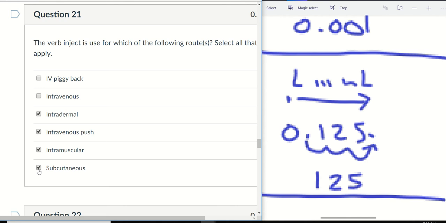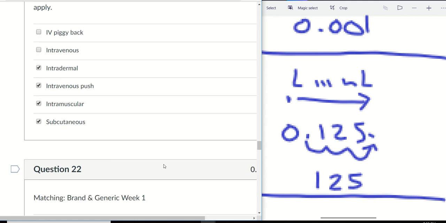Everything else for us is inject. So just leave IV and IV piggyback unchecked. What's that? Oh, for intrathecal, we'll just put inject. In epidural, we'll just put inject. Yeah, to make it easy for us. Only these 2 will be infused.